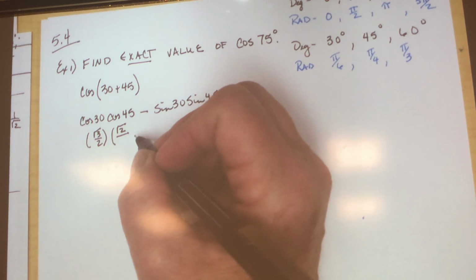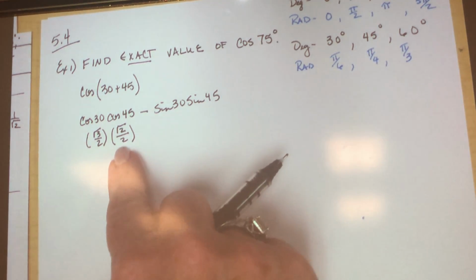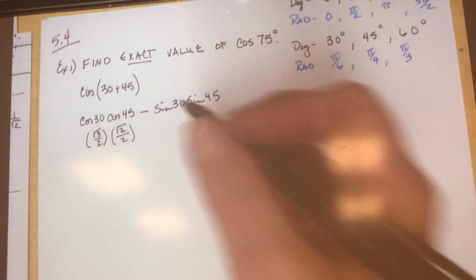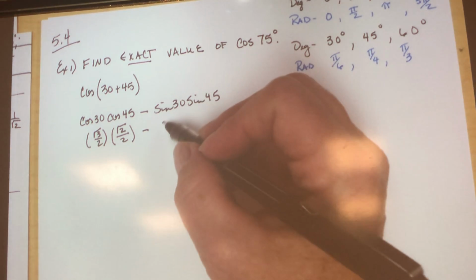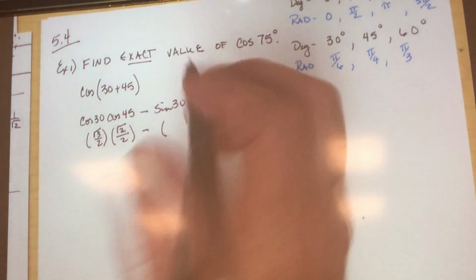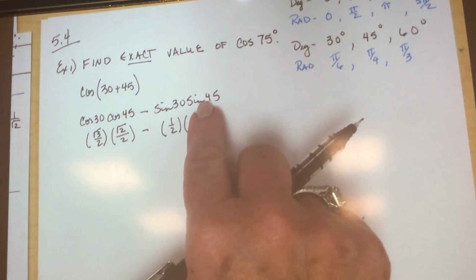You could write it as 1 over square root of 2. I'll go over here on the side and do that one. Anyway, we'll talk about it in a minute. Minus, what's the sine of 30? If the cosine of 30 is the square root of 3 over 2, what's the sine? 1/2. Now, the sine of 45? Square root of 2 over 2.